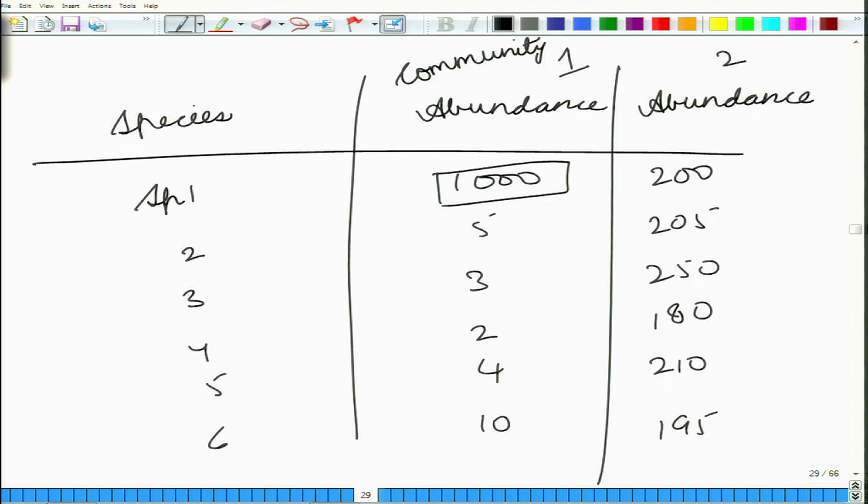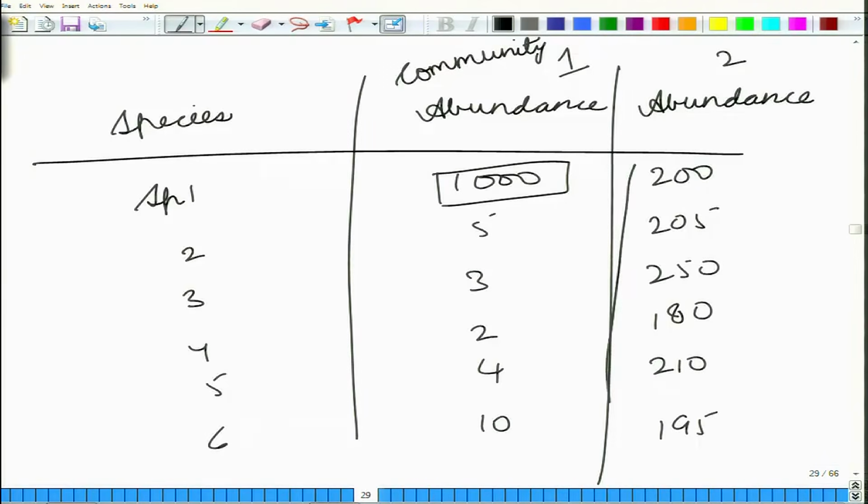dominates this community so much that it looks very much like a monoculture. If you go into this community, you will say that you are only seeing species 1, because species 2, 3, 4, 5 and 6 are so rare that you will hardly find them. Whereas, in the second community, all of these species have roughly equal numbers of individuals. So, wherever you go, you will probably find all of these different species together.